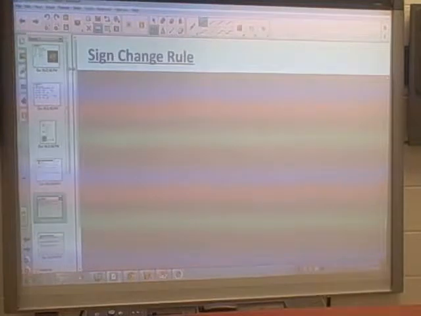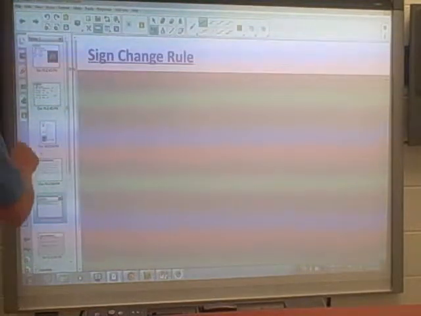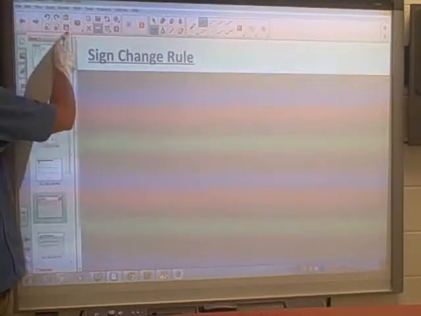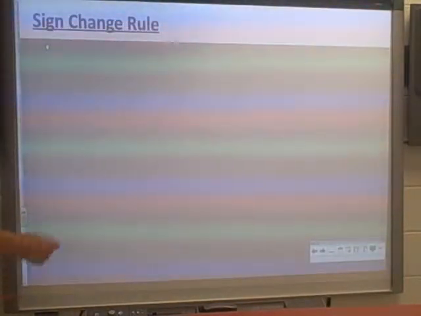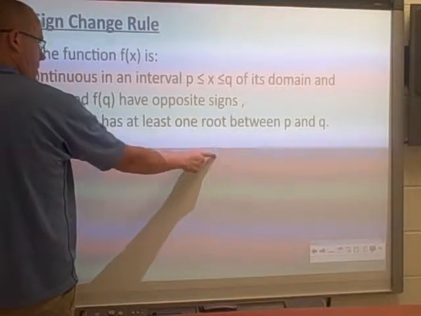So this is chapter 8 of the AICE 2 book. This is a sign change rule we're going to look at to begin with. So just make this a little bit bigger. We're going to start with a definition.